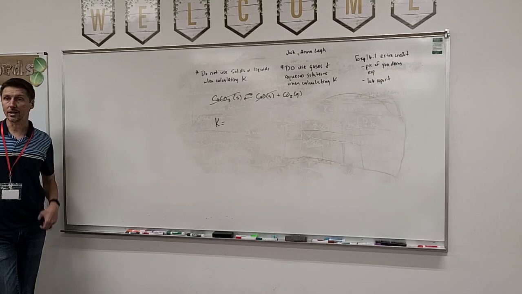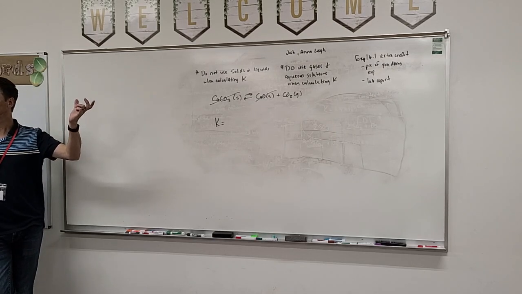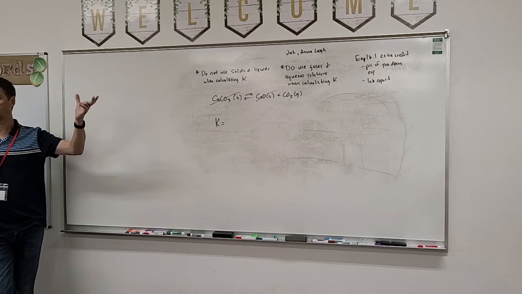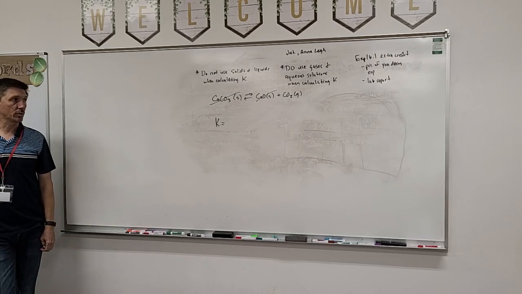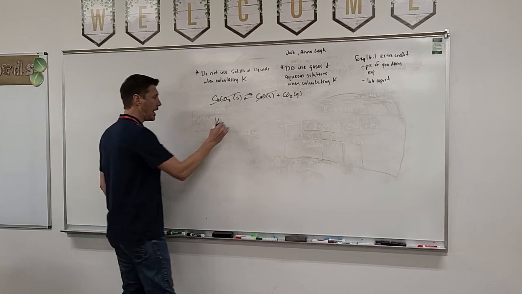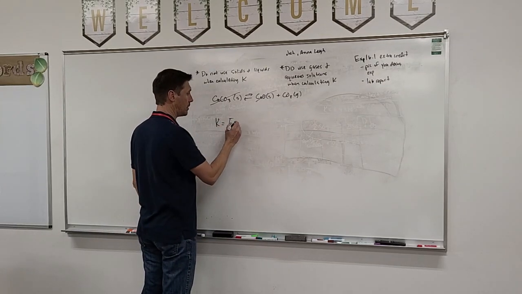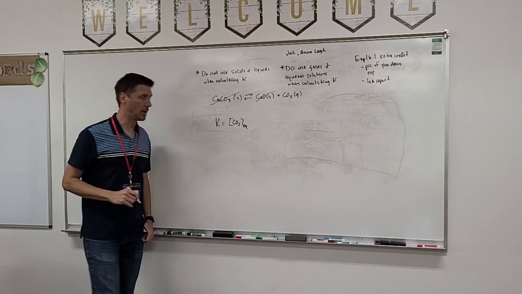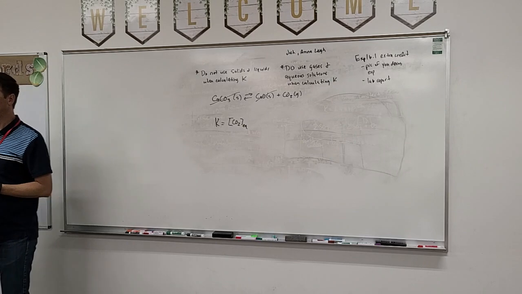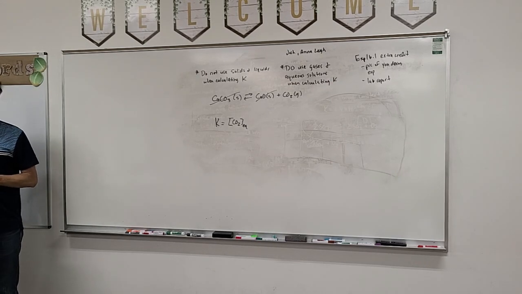So remember, K is the concentration of the products raised to the power of the stoichiometric coefficient divided by the concentration of the reactants. And so for this one here, the only thing we have is the equilibrium concentration of the product, which is on the top of our equation. It's raised to the power of 1. So that right there would be the equation for the equilibrium constant for this reaction. That's all we would include. Does that make sense to everybody? Okay?